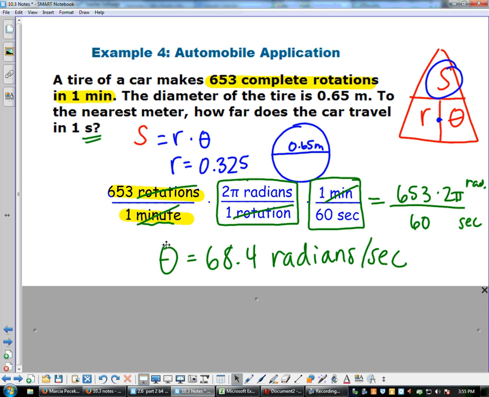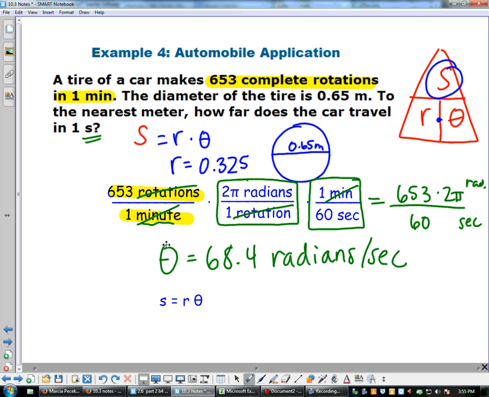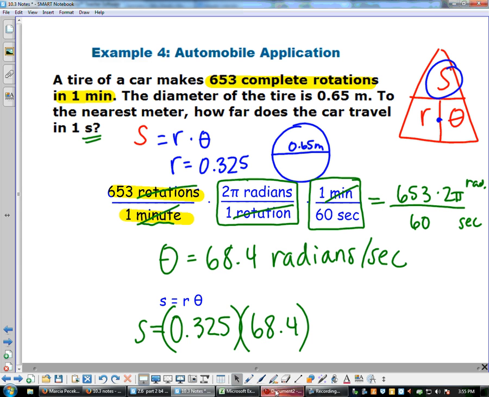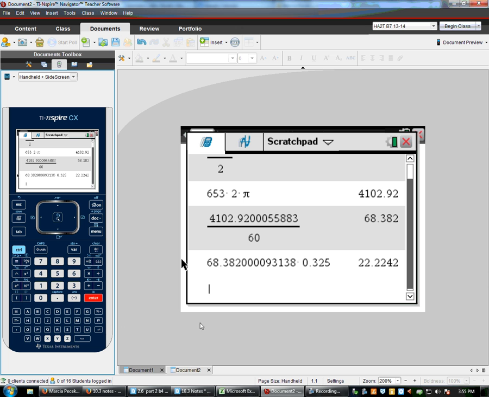Correct. So if I want to know how far the car traveled in 1 second, now to find that arc length, I'm going to need to multiply my radius by theta, the angle of rotation in this case. So again, that's a reminder of what we're going to do. S, the arc length, is equal to 0.325, the radius, multiplied by 68.4. And if we calculate that, again, we actually have that exact value on our calculator if we want to use that. So times 0.325, we'll find out that our tire traveled a total of about 22.2.